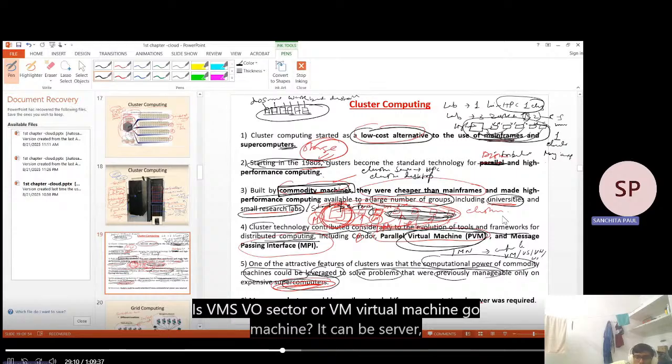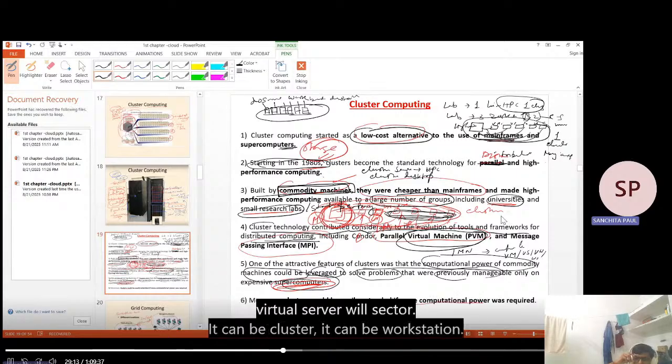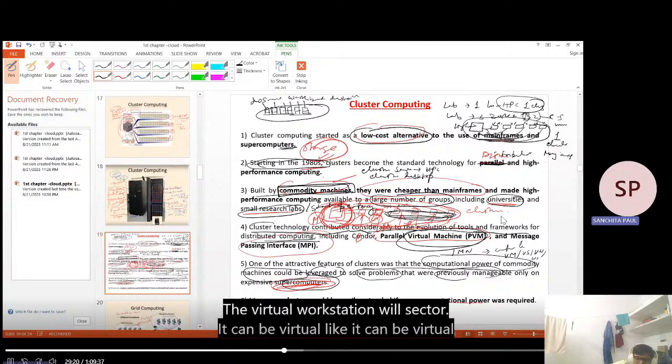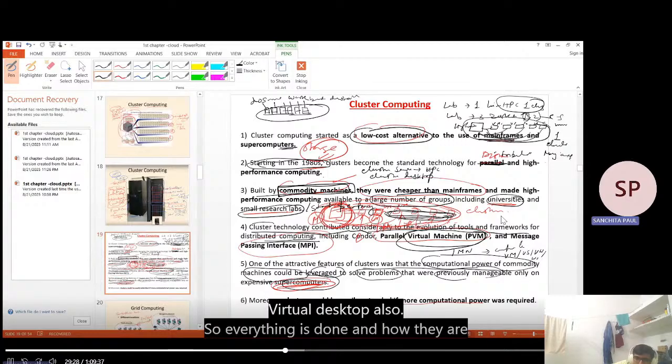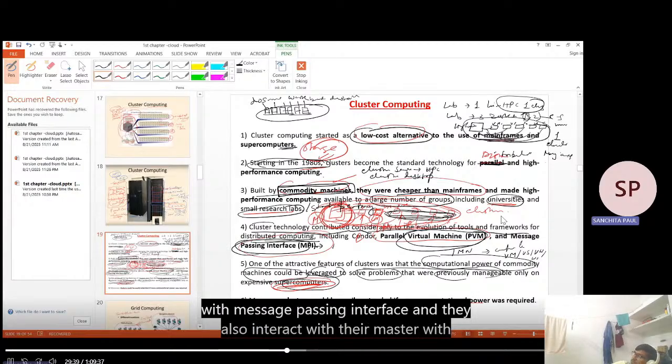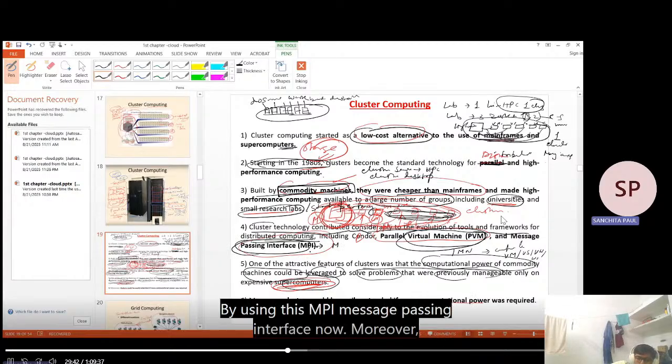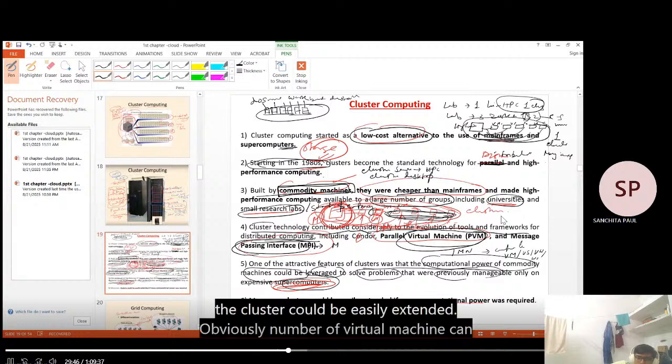The computing node can be a VM, and since a VM is a virtual machine, it can be called a virtual server or a virtual workstation. It can be any kind of virtual machine, a virtual desktop also. Each and every virtual machine interacts with the others, and with their master, using MPI, the Message Passing Interface.